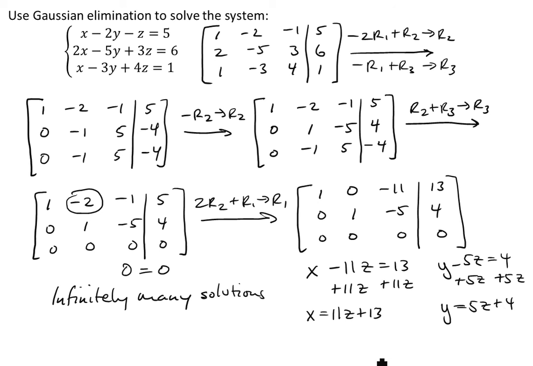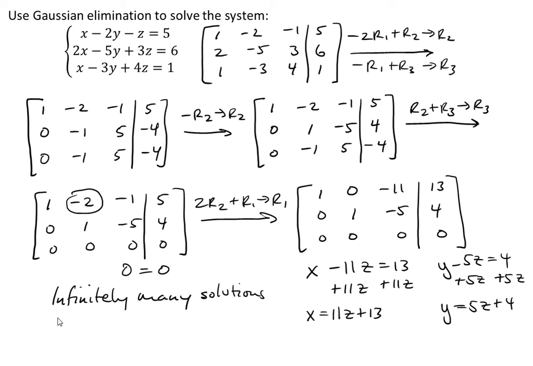So although there are infinitely many solutions, once I pick a value for z, my x-coordinate is this fixed number that goes along with it. It's 11 times my z-coordinate plus 13. And my y-coordinate is 5 times that z-coordinate plus 4. So I could pick any number I want for z. That's how I'm getting infinitely many solutions. But once I pick a specific number, there's only a certain value of x and a certain value of y that go along with that specific z.